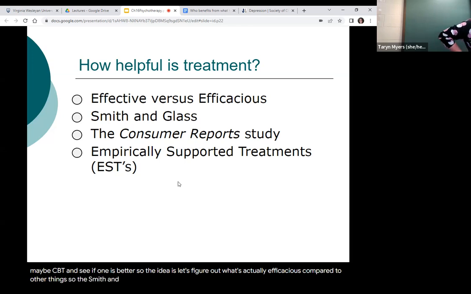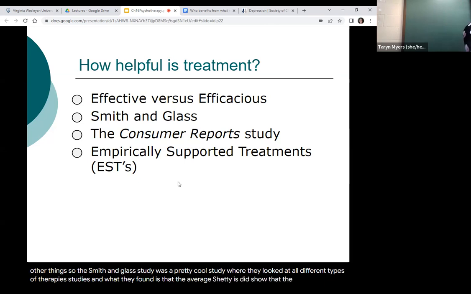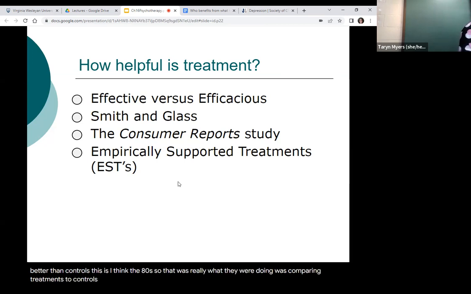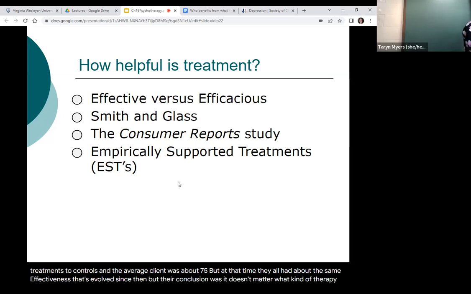So the Smith and Glass study was a pretty cool study where they looked at all different types of therapy studies. And what they found is that the average study did show that the treatments did better than controls. This is, I think, the 80s. So that was really what they were doing, comparing treatments to controls. And the average client was about 75% better off than untreated controls. But at that time, they all had about the same effectiveness. That's evolved since then. But their conclusion was it doesn't matter what kind of therapy you do.